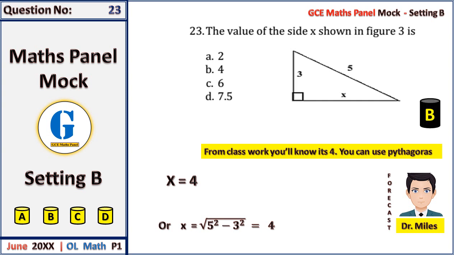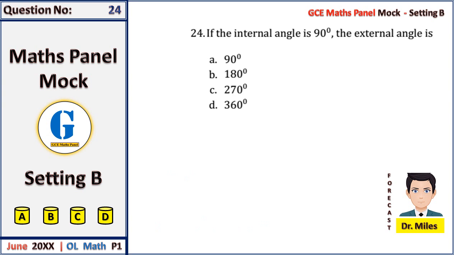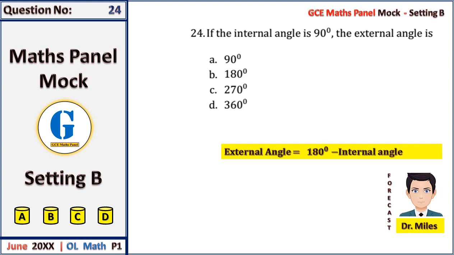Question 24. If the internal angle is 90 degrees, then the external angle is, the external angle is given by 180 degrees minus the internal angle. And here our external angle will be given by 180 degrees minus 90 degrees, and that gives us 90 degrees.